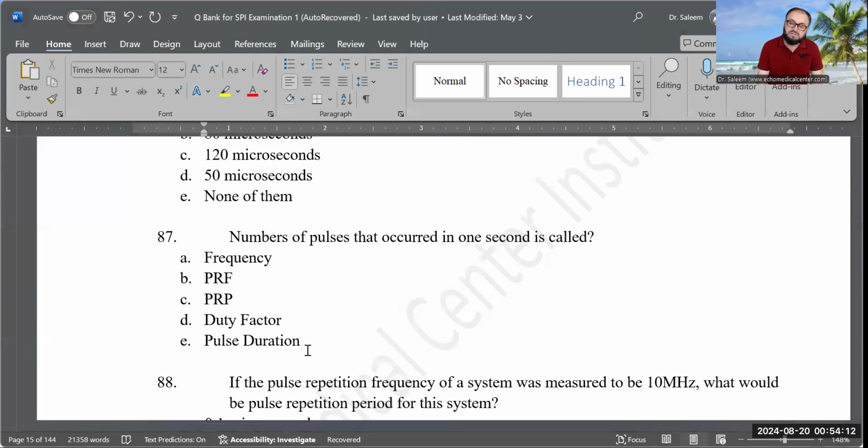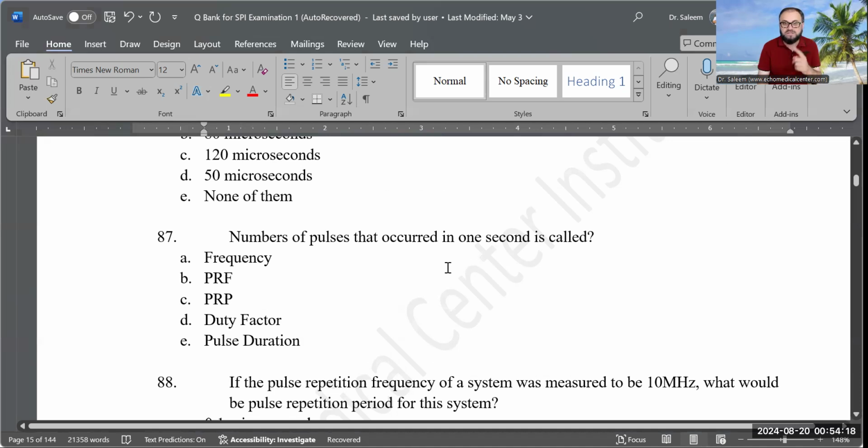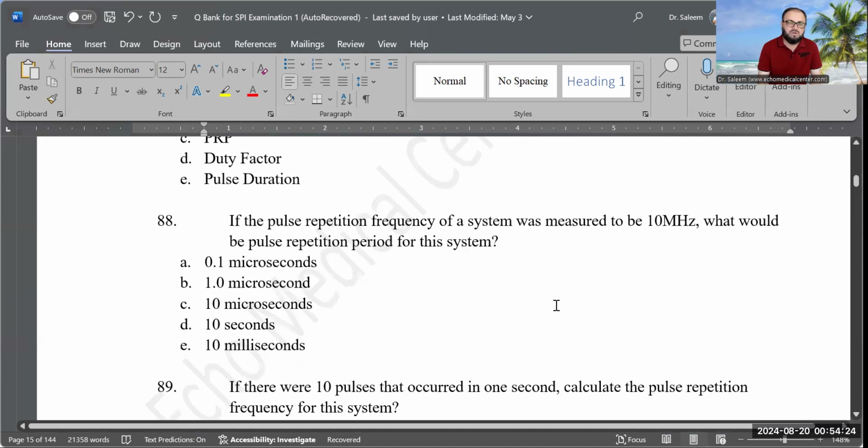Exactly. This is PRF, pulse repetition frequency. So they are the number of pulses which occur in 1 second. And then, of course, the unit will be hertz after that. Correct. Okay, now, next question.